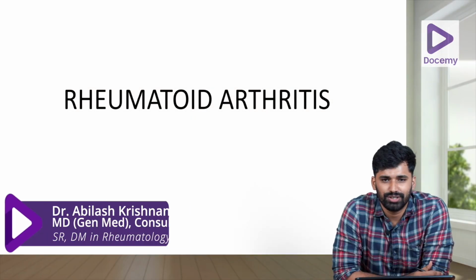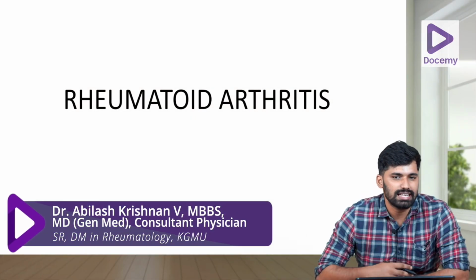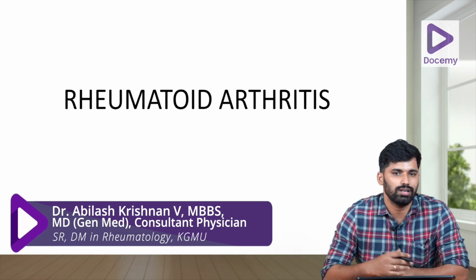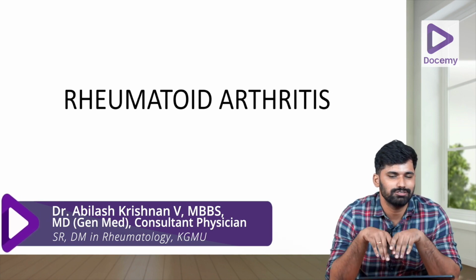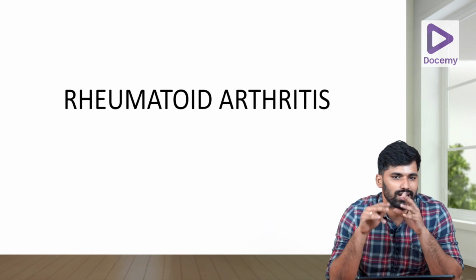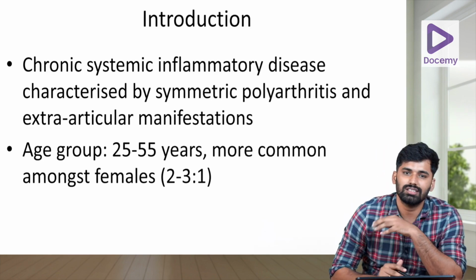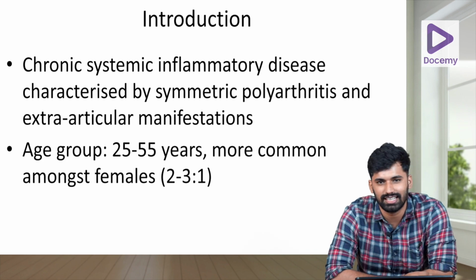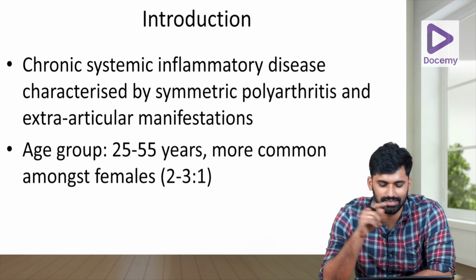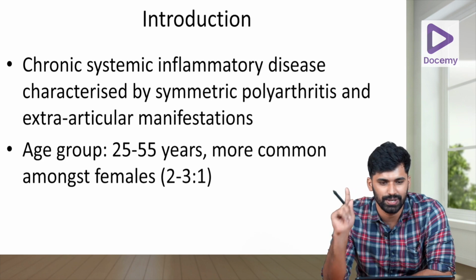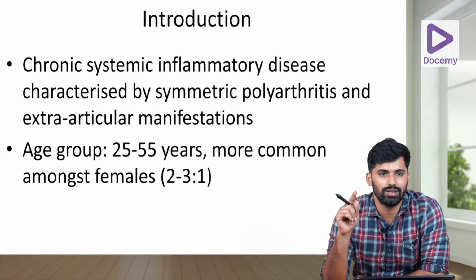Welcome again. We are going to discuss some of the salient aspects of one of the most enthralling and inquisitive autoimmune diseases, that is rheumatoid arthritis. Although it is called arthritis, it is actually a chronic systemic inflammatory disease. It is a systemic inflammatory disease characterized by symmetric polyarthritis and extraarticular manifestations.